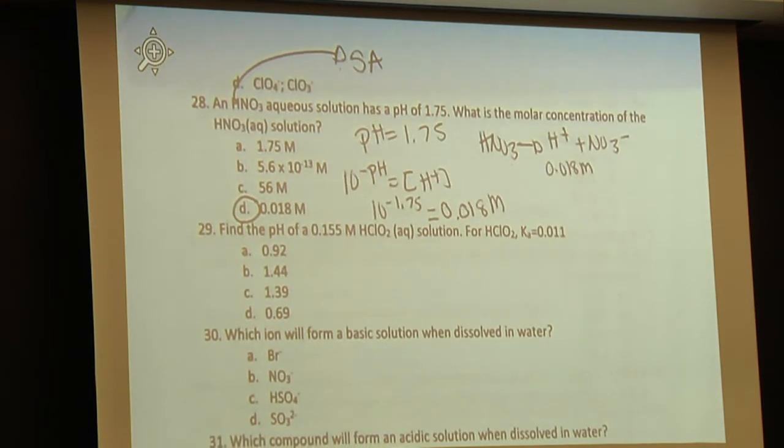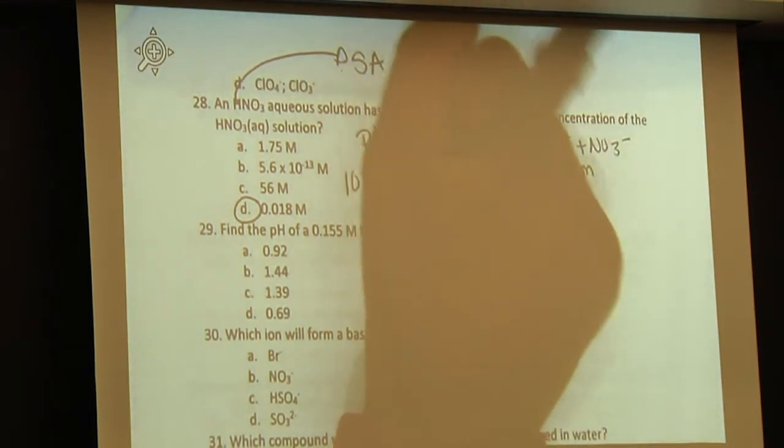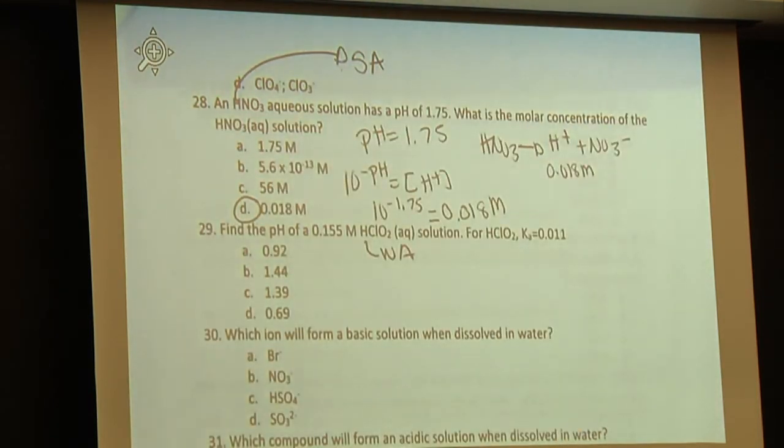All right, number 25. Find the pH of a 0.155 molar HClO2 aqueous solution. And they give you the Ka. What kind of acid is this? A weak acid. So what do we do for weak acids?